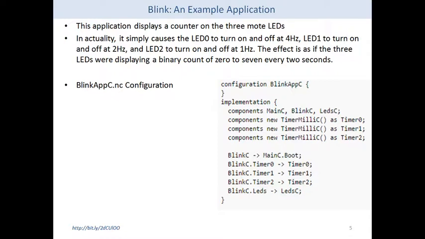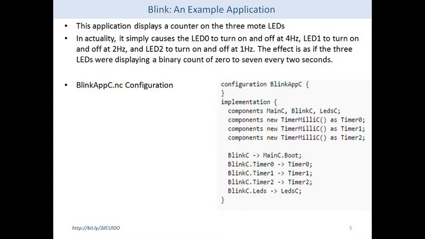The previous Blink application actually turns on all three LEDs with some pattern. It simply causes LED 0 to turn on and off at 4 hertz, LED 1 to turn on and off at 2 hertz, and LED 2 to turn on and off at 1 hertz. So the effect is that the three LEDs display a binary count of 0 to 7 every 2 seconds.